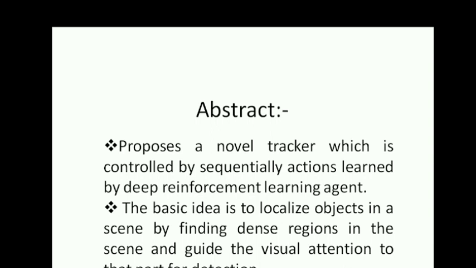The abstract proposes a novel tracker which is controlled by sequential actions learned by a deep reinforcement learning agent. The basic idea is to localize objects in a scene by finding dense regions in the scene and guide the visual attention to that part for detection.